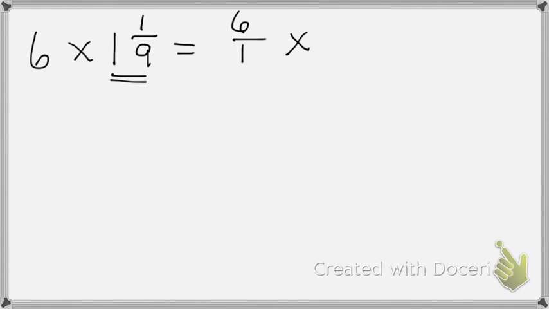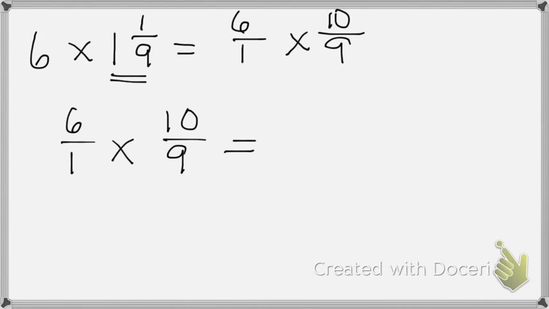We did 6 times 1 1/9. Remember, we have to write 6 wholes as 6 over 1 times, we'll convert this one. 9 times 1 is 9, plus 1 is 10 over the denominator. So it's 6 over 1 times 10 over 9. Now, if I write these as a product of their factors, it will make more sense. I can write 9 as 3 times 3, I can write 6 as 2 times 3, and I can write 10 as 2 times 5.